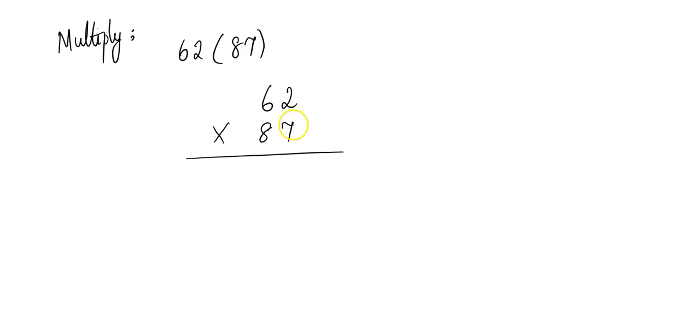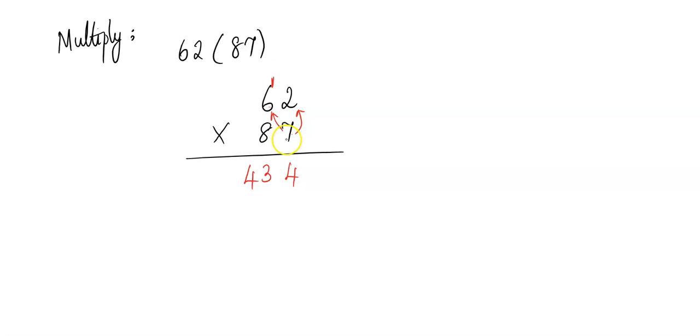Okay, so I'm going to use color code to show you how we do this. So I take the 7, so you always start from the rightmost end to the left, right? So I take the 7 and I'm going to use that 7 to multiply the top row. So 7 times 2 is 14, carry over 1. 7 times 6 is 42, plus 1, 43.